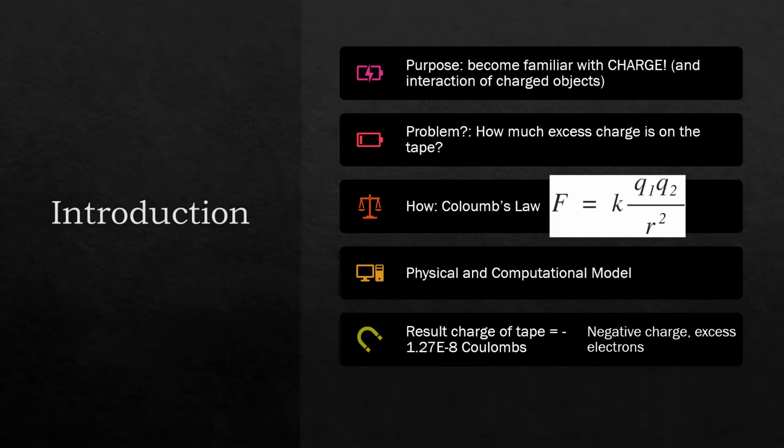And the result that we found was that the charge of the tape was minus 1.27 times 10 to the negative 8 coulombs. And the charge is negative, meaning that the tape had an excess of electrons.